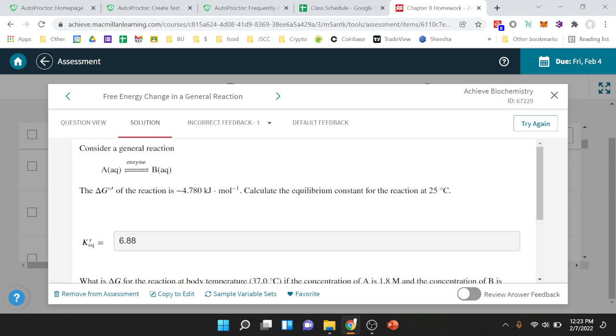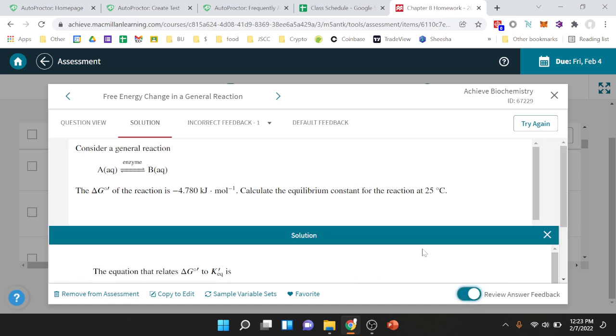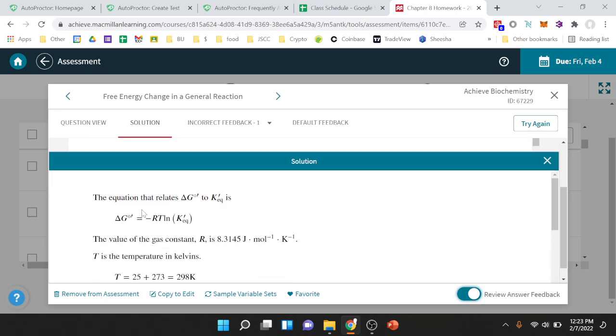Our delta G naught prime of the reaction, we're given this number here, and calculate the equilibrium constant for the reaction at 25 degrees Celsius. So we're just going to use that same formula we just used in the other video, right? And so I go ahead and pump this up so I can get the formula without having to do some searching. And there's our formula, right? Our delta G naught prime equals negative R times T natural log of KEQ.